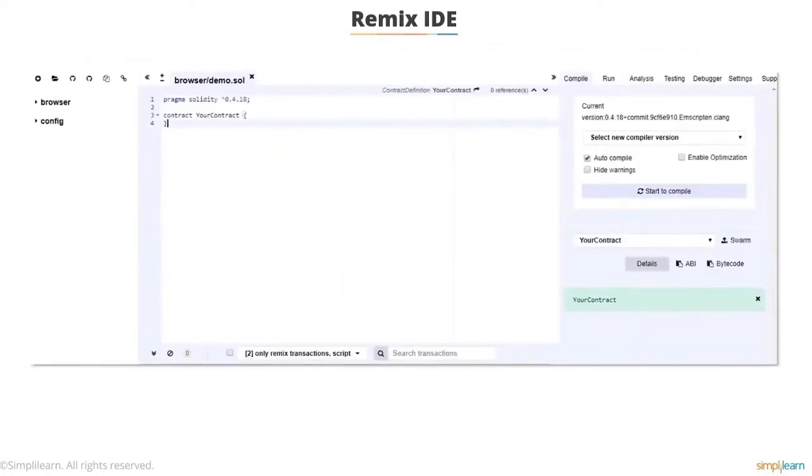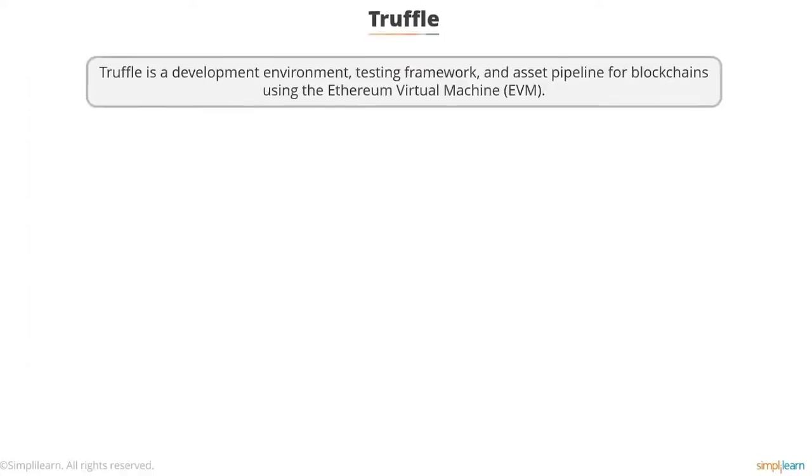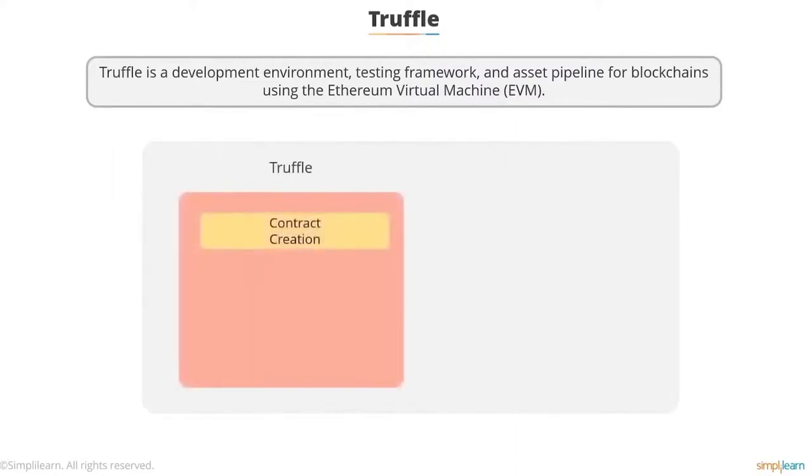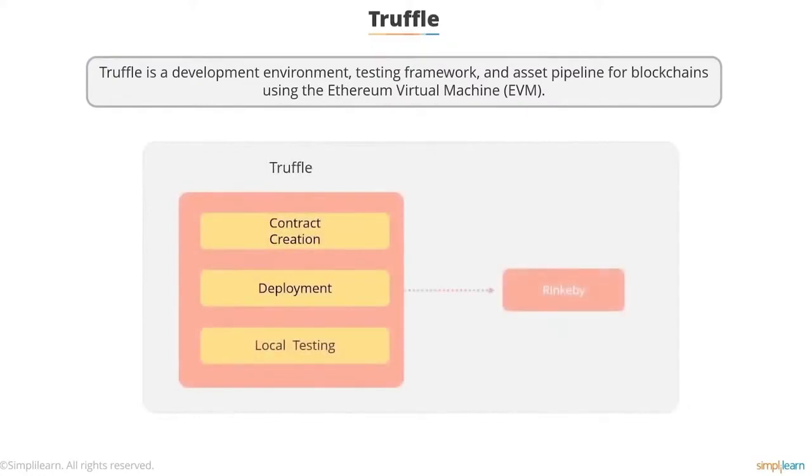Another popular environment is Truffle. Truffle is a development environment, testing framework, and asset pipeline for blockchains using the Ethereum Virtual Machine, or EVM. It helps users in developing smart contracts, publishing the contracts, and testing them. Then we have Embark.